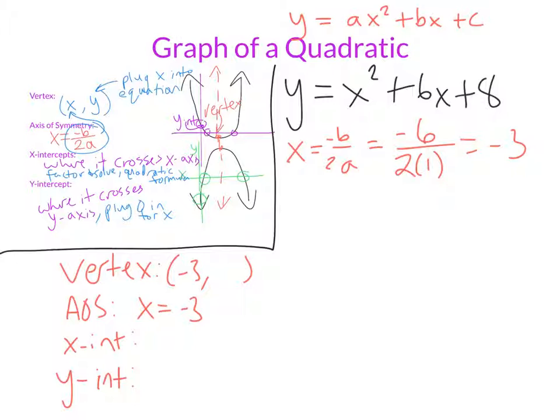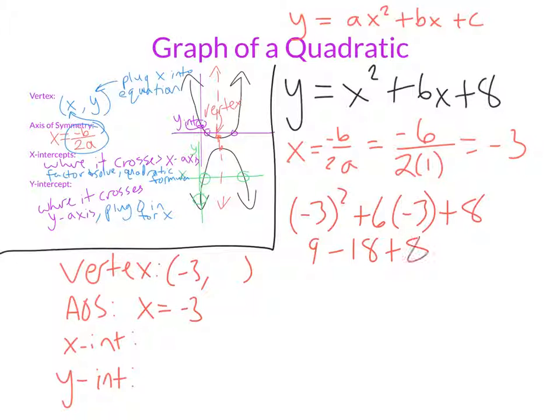So, how do I get my y-coordinate? We plug it into the equation, right? That's what it says right over here. That's what we jotted down. How do we get y? We plug it into the equation. So if I do that, I'm going to have negative 3 squared plus 6 times negative 3 plus 8. So I've got 9 minus 18 plus 8. And if I do this in my brain, I get negative 1. Very good. So 9 minus 18 is negative 9, plus 8 is negative 1. Cool. So that's taken care of.